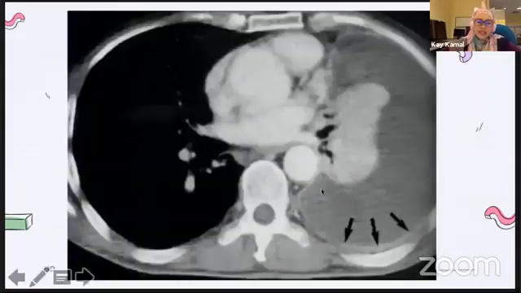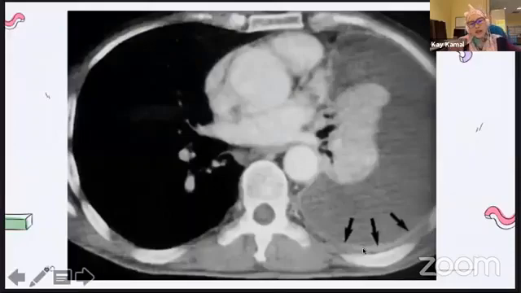And this is a CT scan showing that there's a pleural effusion with pleural thickening itself. So pleural thickening with enhancement could also mean that the patient might have empyema.